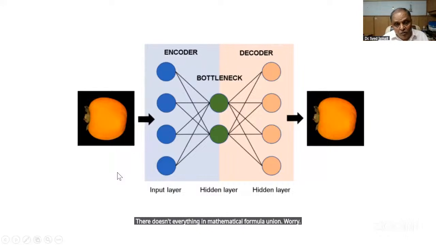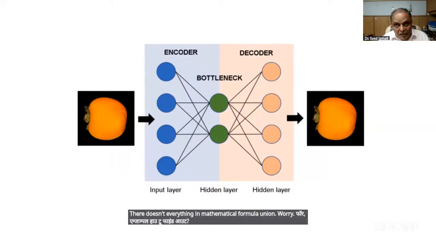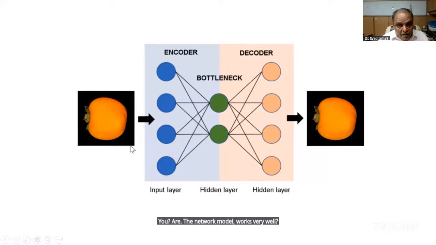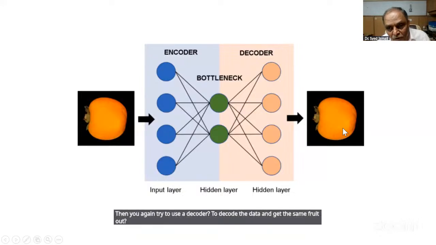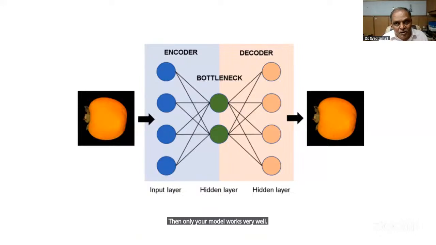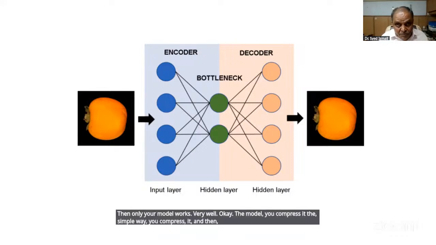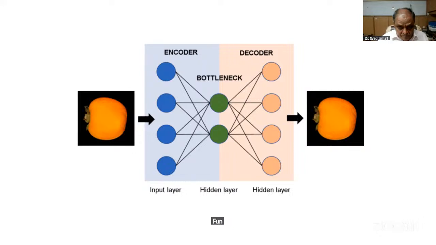Here, for example, how do you find out whether the network model works very well? You make a model like that. The bottleneck is the final output that comes out. Then you use a decoder to decode the data and get the same fruit back. Only then does your model work very well. The simple way is that you compress it and then expand it. You must get the same thing. What you give as input must come out as output. That means your model, this mathematical function, is okay. That is how it is done.